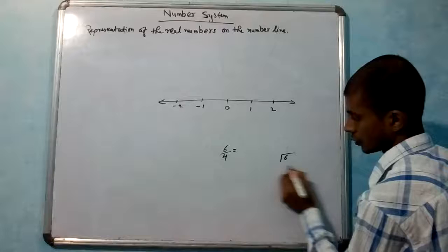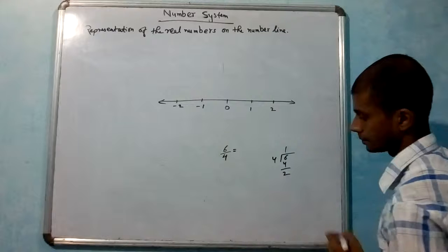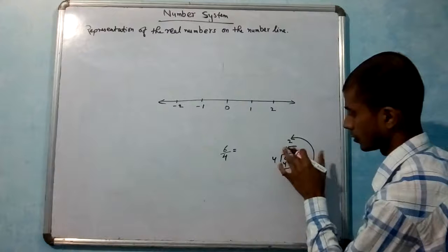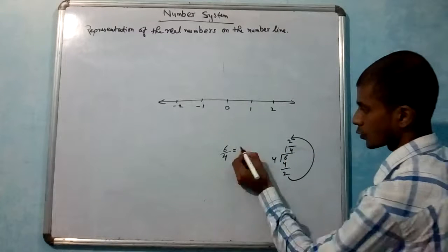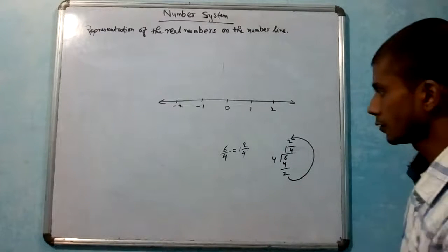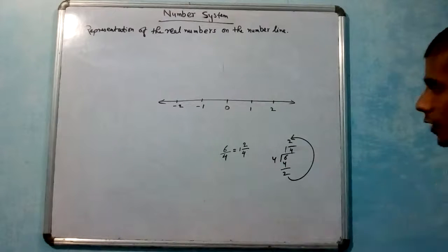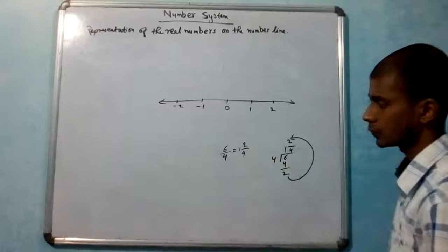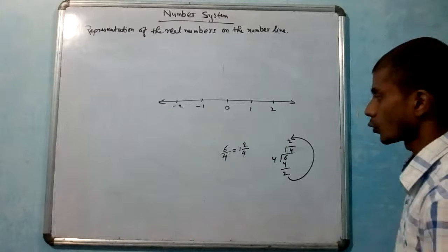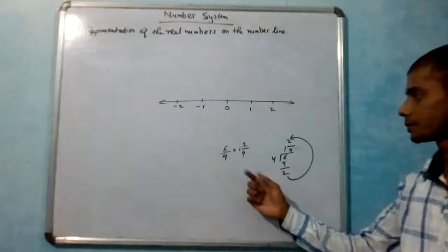So 6 divided by 4. 4 ones are 4, then 2 came. What to do? Bring the 2 in the numerator and 4 as the denominator. So it becomes 1 whole number 2 by 4. Now what to do here? This means 1 plus 2 by 4. So 1 plus 2 by 4 means it is going to lie between which two numbers? Say.